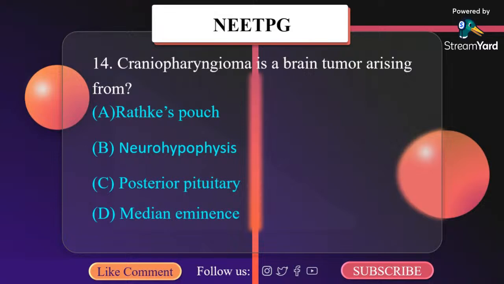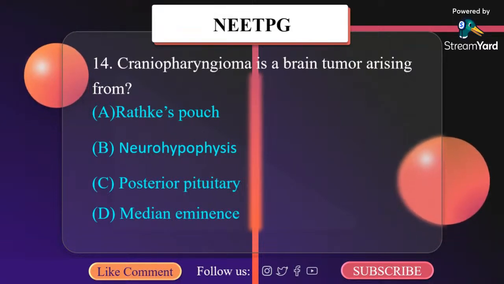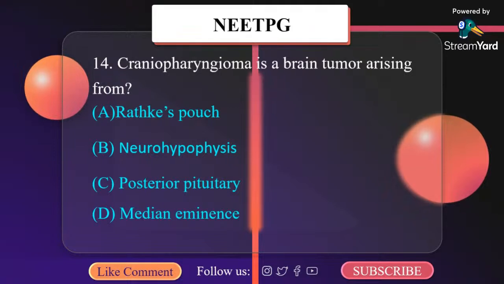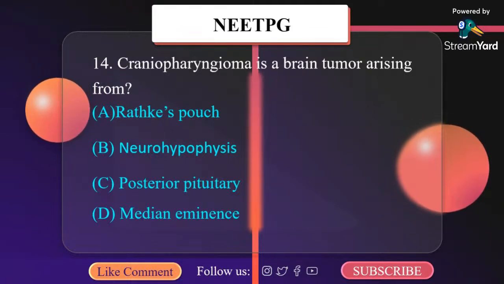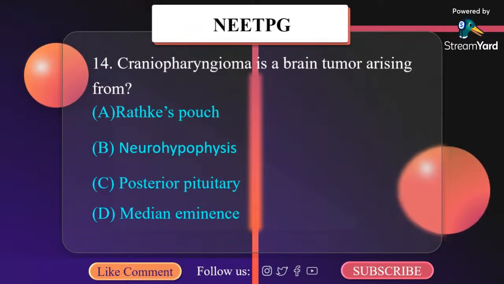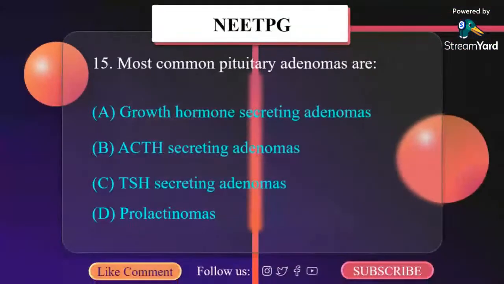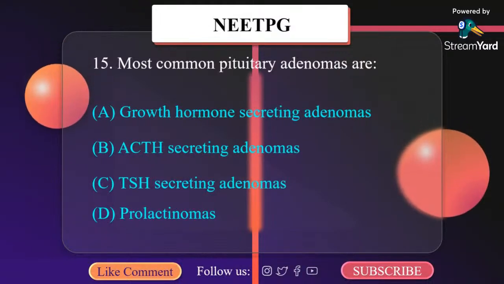Craniopharyngioma is a brain tumor arising from A. Rathke's pouch, B. Neurohypophysis, C. Posterior pituitary, D. Median eminence. This craniopharyngioma is a brain tumor arising from Rathke's pouch. These are benign cystic lesions that occur most frequently in children. So the correct answer here is D. Median eminence.